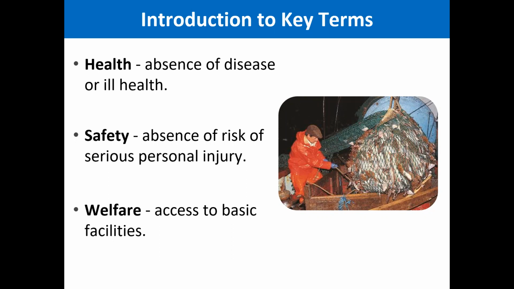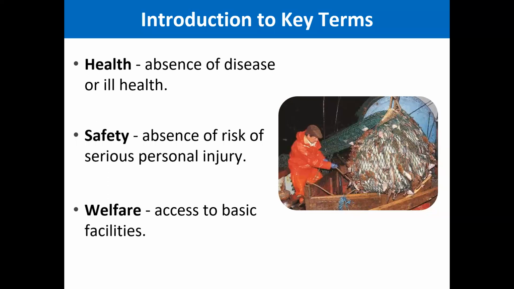Okay, then what is safety? Safety is basically the absence of risk of serious potential injury. So if you are working in an environment where you are not at risk of being injured, it means you are safe. So the absence of risk of injury means safety. Safety is a state in which you feel protected, in which you feel free from the risk of being injured.